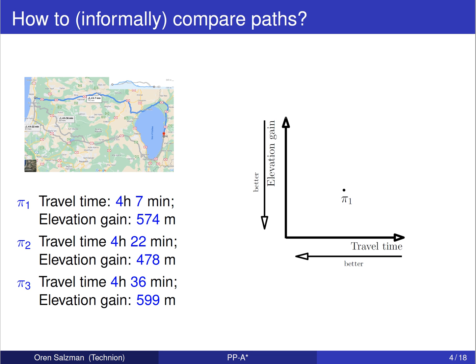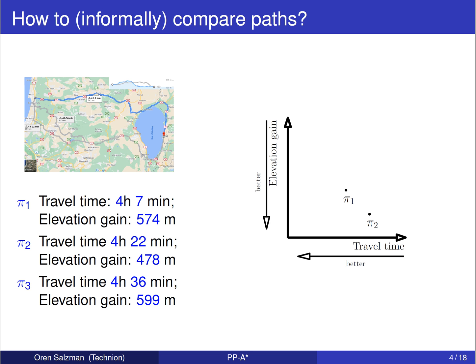So we can plot pi 1 as some point in this plane. And when we compare pi 1 and pi 2, we see that pi 2, the bottom path, has a longer travel time, but the total elevation gain is smaller. This means that pi 2 is going to be to the right and to the bottom of pi 1. Now, if we look at pi 3, the middle path, it has both the longest travel time and the highest total elevation gain. So this path is going to be both to the top and to the right of both pi 1 and pi 2.